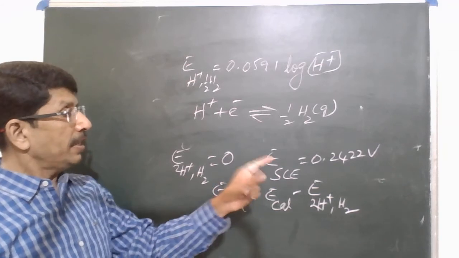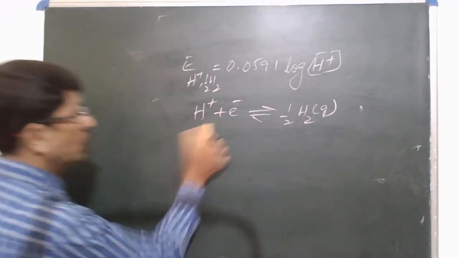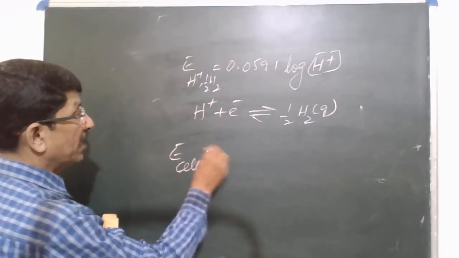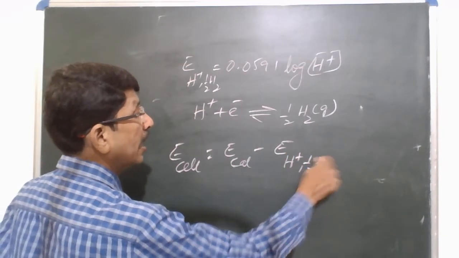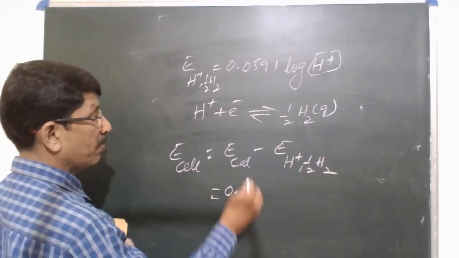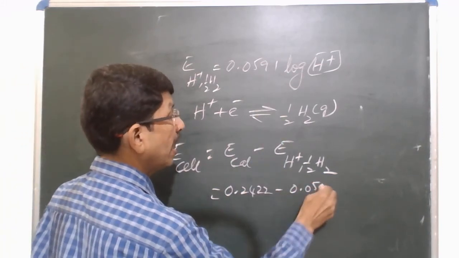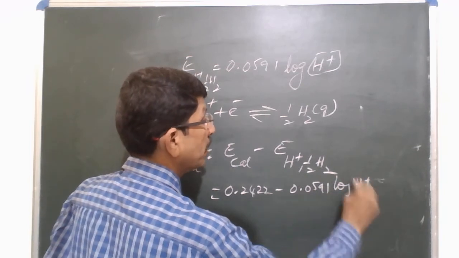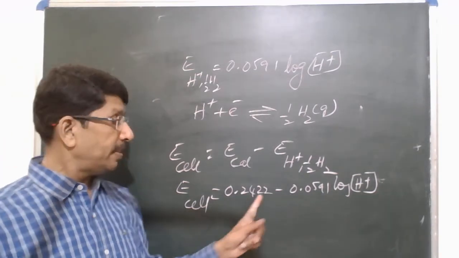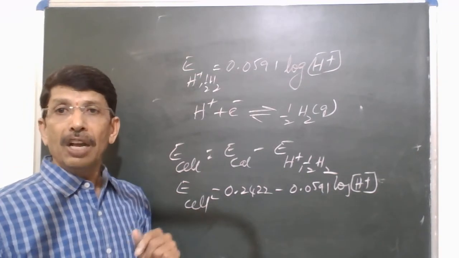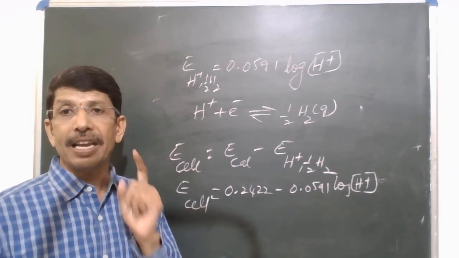Right. So here, calomel electrode is acting as cathode. So E cell now would be equal to E calomel minus E hydrogen electrode. E calomel is saturated calomel, 0.2422 volts, minus 0.0591 log H plus. This is E cell. Look, this is the expression for EMF of the cell when we are using calomel electrode with hydrogen gas electrode.